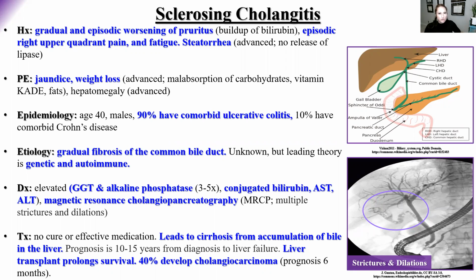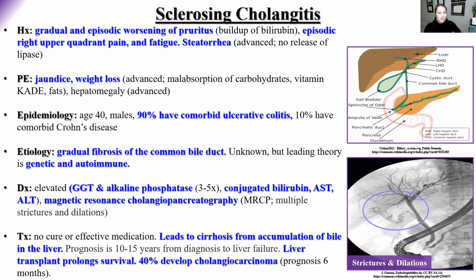There is no cure and no effective medication for this one. This will cause cirrhosis because of the accumulation of the bile, and it backs up into the liver, and that causes scarring of the liver. That's why you get the hepatomegaly once it's advanced. Prognosis is 10 to 15 years from diagnosis to liver failure. A liver transplant will prolong the survival, but it doesn't cure the disease.